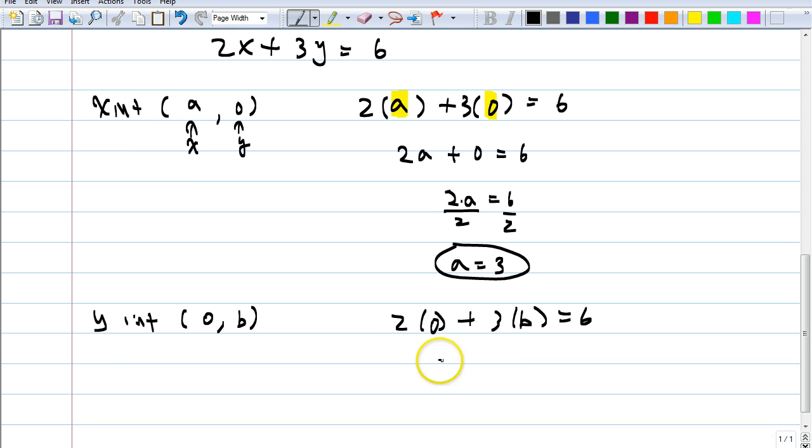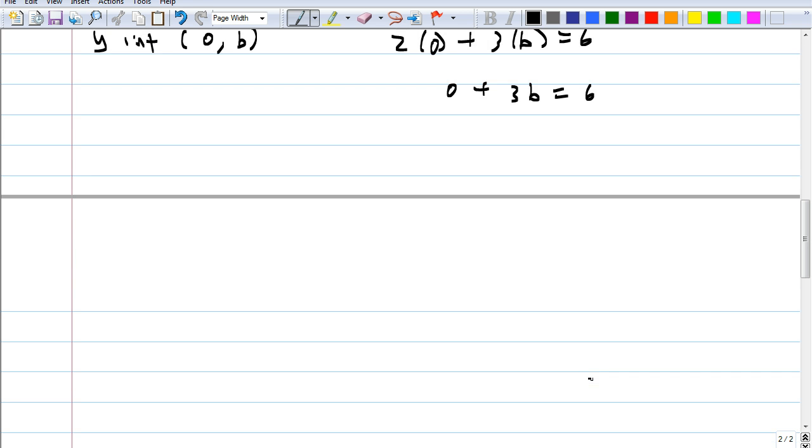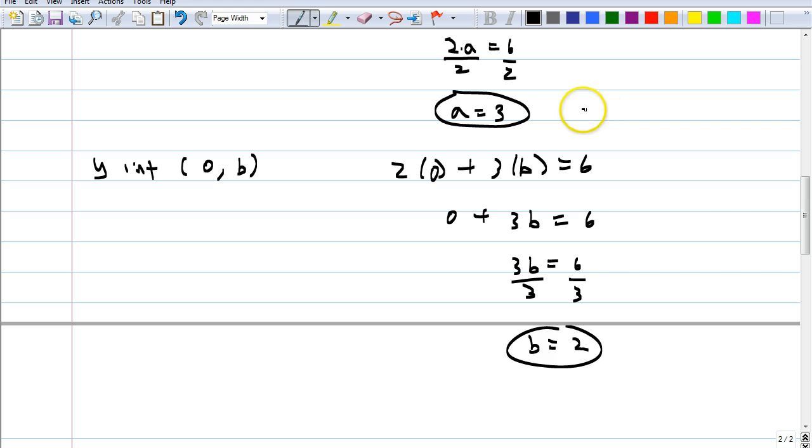So what do I get? What's 2 times 0? 0 plus 3b equals 6. This is simply 3b equals 6, right? What do I do next, guys? Divide by 3. B is equal to 2. So what have we found? The B, the y. This is your x-intercept. What's this? Y-intercept. Any questions? Is this easy or hard?